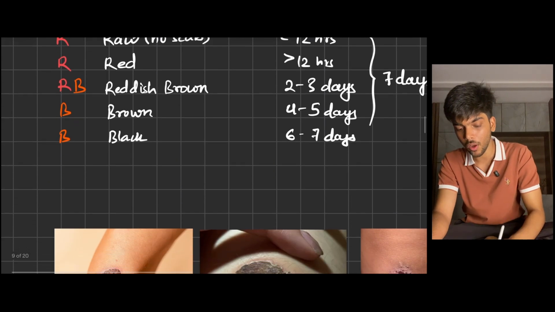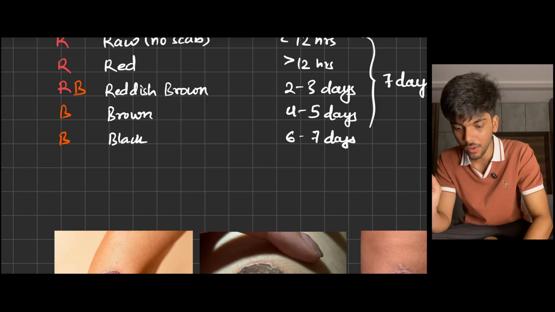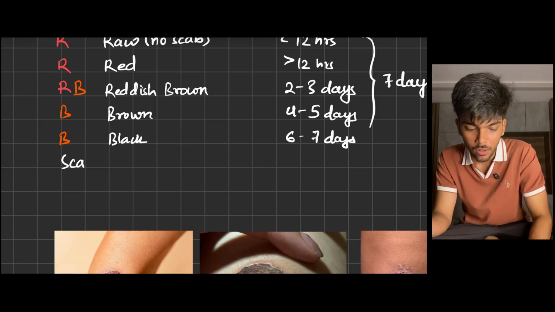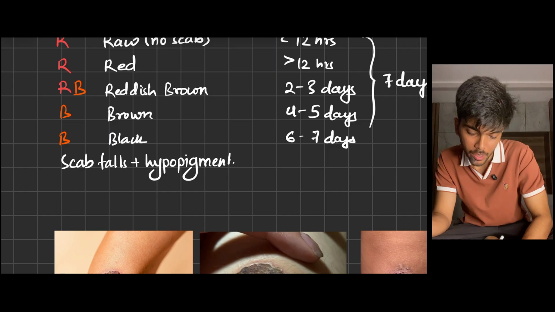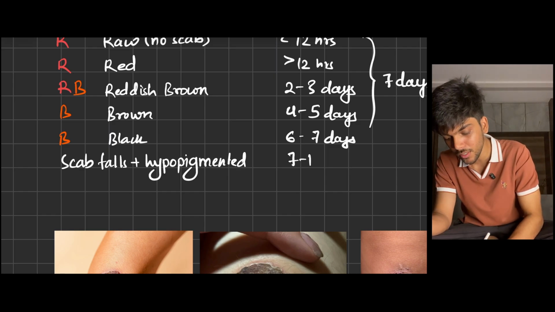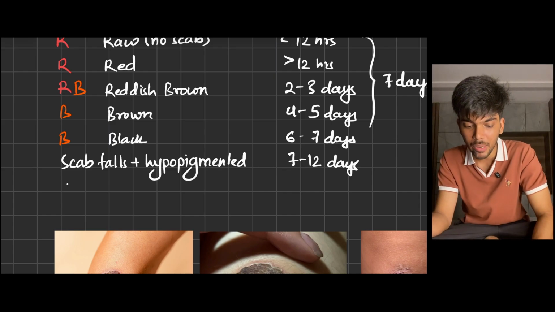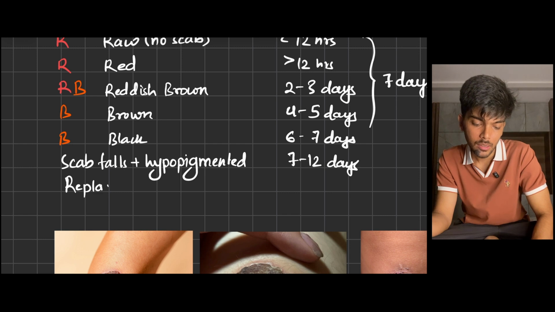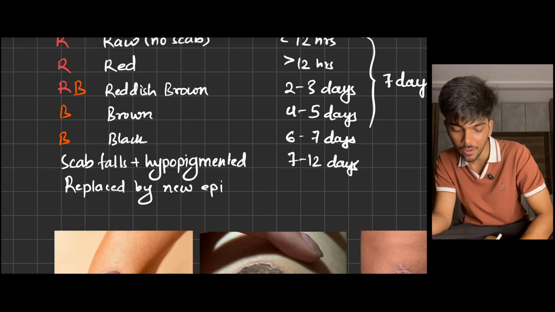But we don't just stop there. Once there is black scab formation, it eventually falls off. So the scab falls, and what you get is hypopigmented skin. This is from 7 to 12 days. And it is after that the skin is replaced by new epithelium. This is after 12 days.